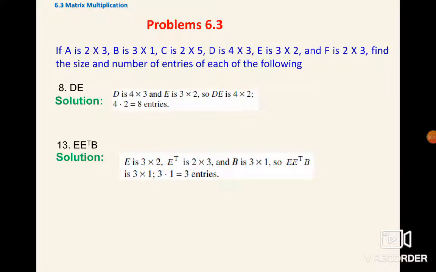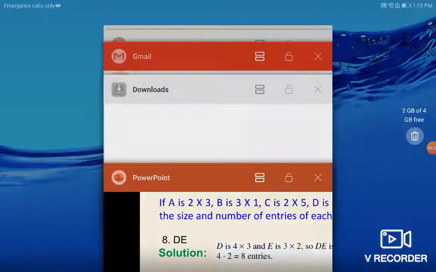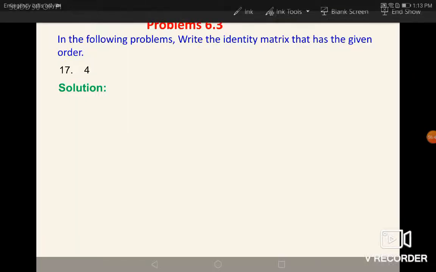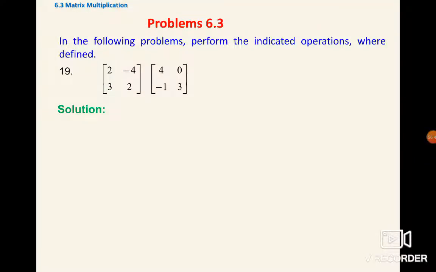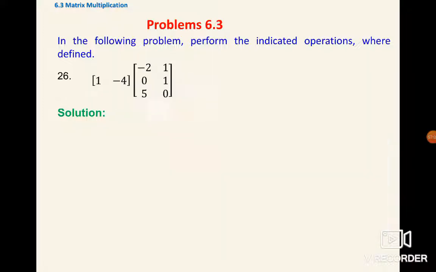Next, in the following problems, perform the indicated operations where defined. So two matrices have been given, each of size 2 by 2. What is the question? Just multiply them. Just multiplication has been discussed. You can try this for this matrix. The answer is on the board. And again, matrix multiplication we have discussed. You try as a practice problem. The answer is on this PowerPoint. Now again, matrix multiplication. All these problems are matrix multiplication.